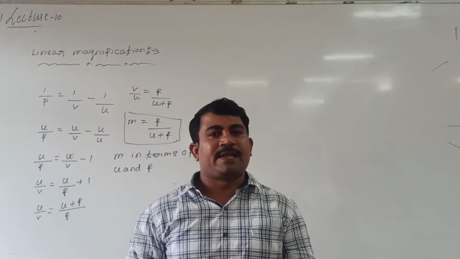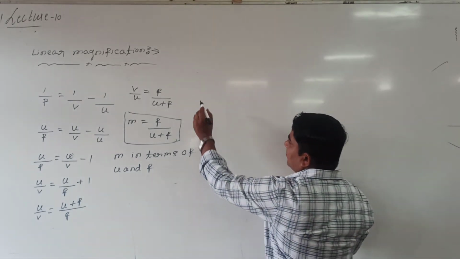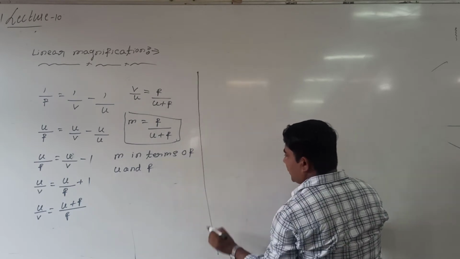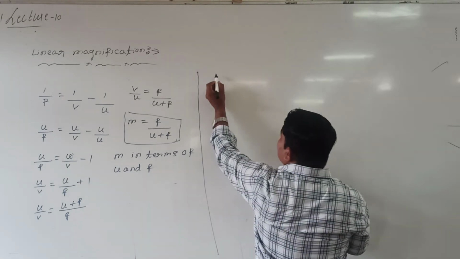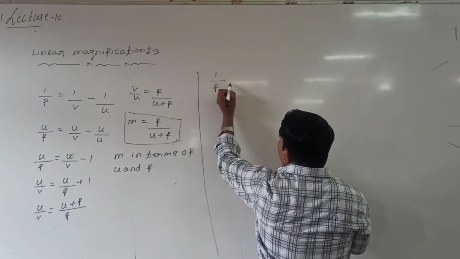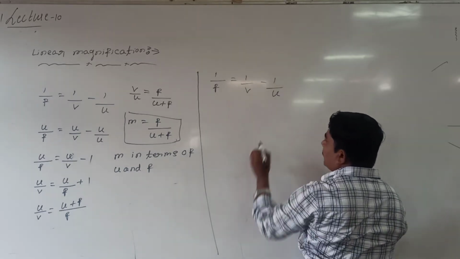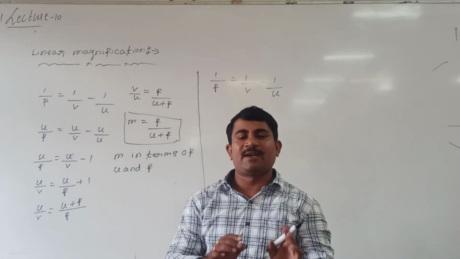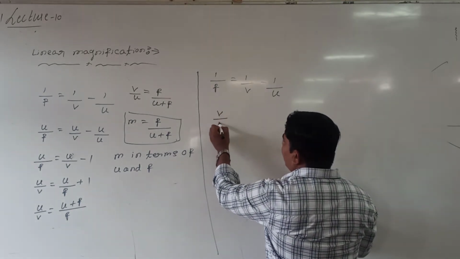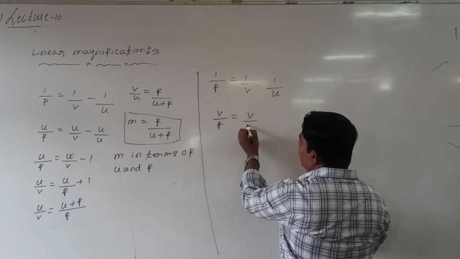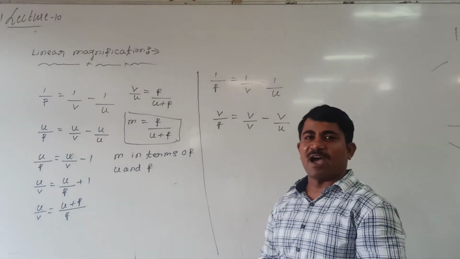Now one more we will see, linear magnification in terms of v and f. See here. Again the lens formula, 1 divided by f is equal to 1 divided by v minus 1 divided by u. Now this time multiply v on both sides. v on both sides means v divided by f is equal to v divided by v minus v divided by u. Are you following me?